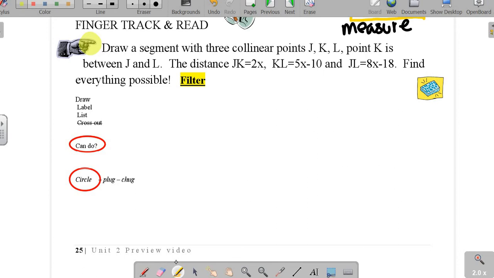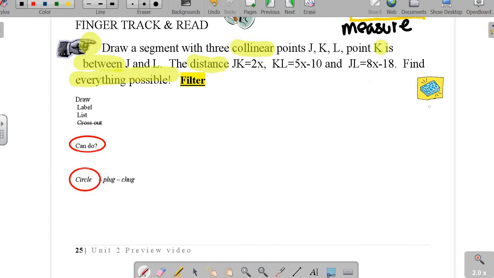Now, let's highlight the key phrases: the fact that we have collinear points, and point K is between. Between does not mean middle, it just means between. We have 3 distances to label. And notice, I don't tell you what to find.